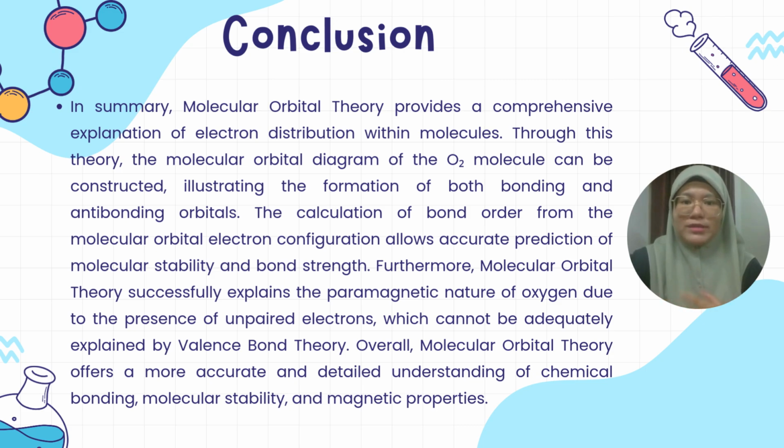Furthermore, molecular orbital theory successfully explains the paramagnetic nature of oxygen due to the presence of unpaired electrons, which cannot be adequately explained by valence bond theory. Overall, molecular orbital theory offers a more accurate and detailed understanding of chemical bonding, molecular stability, and magnetic properties.